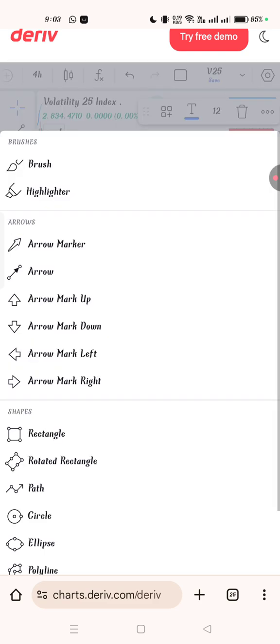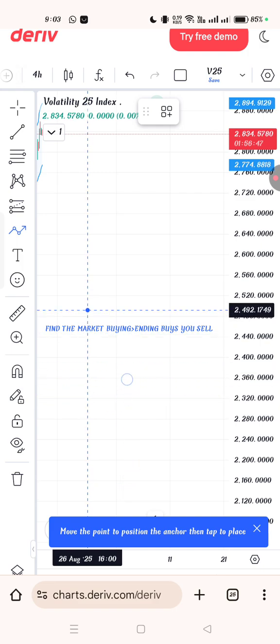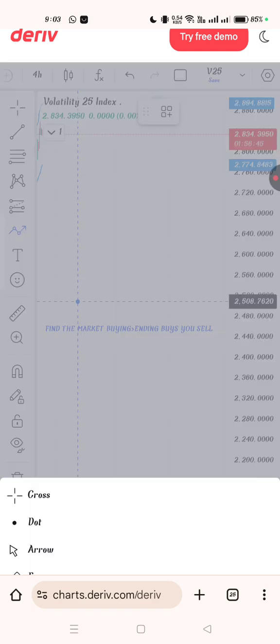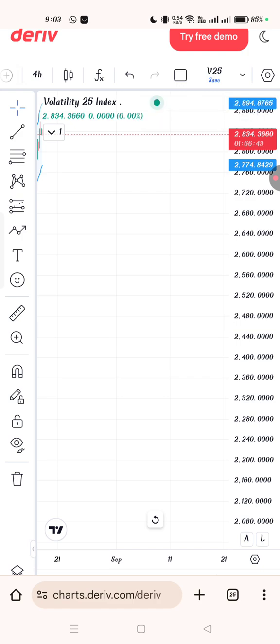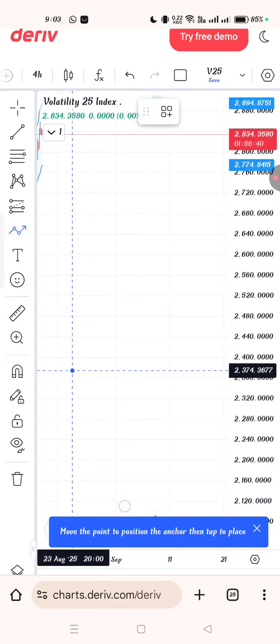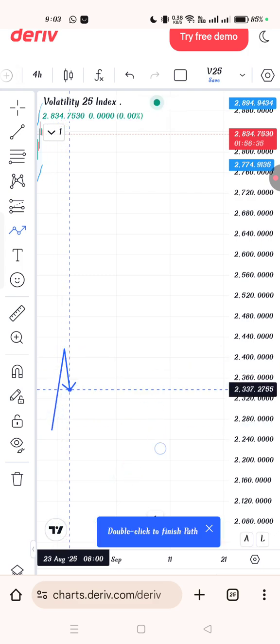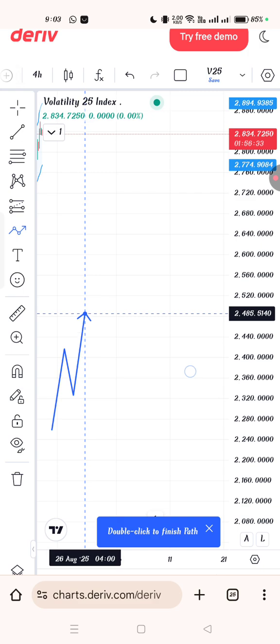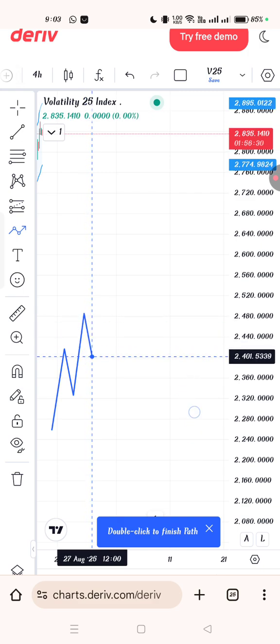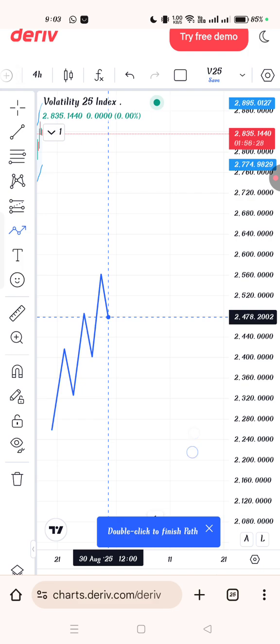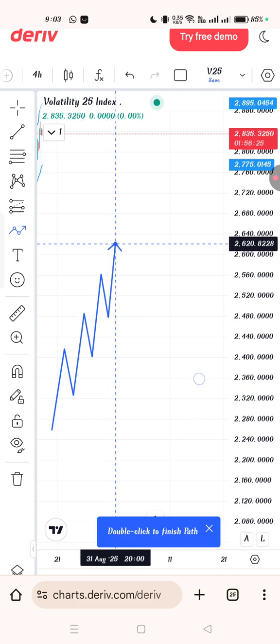So we'll use the path. Allow me first of all to clear the chart, and now we have a clean chart. We've said you have to find the price when it's buying. So the price will be forming a series of higher highs and higher lows. We are just waiting until that trend comes to an end, because immediately that trend comes to an end, the price will switch. Switching means if it was buying, then it will sell. That's why you get your sells.